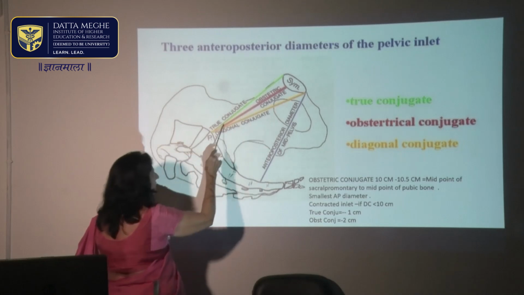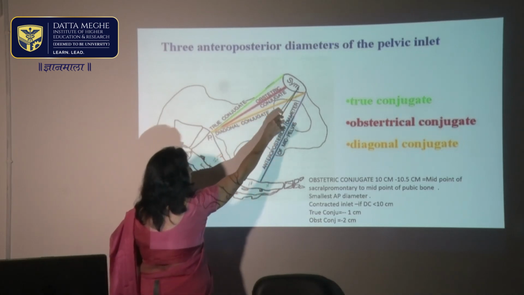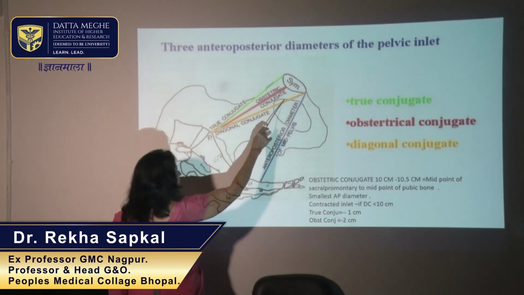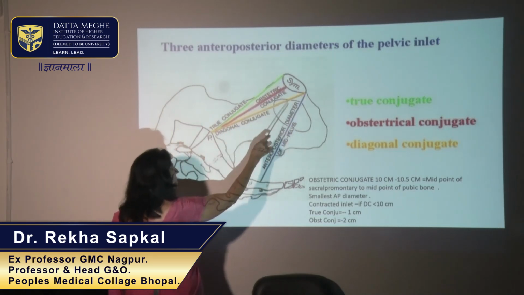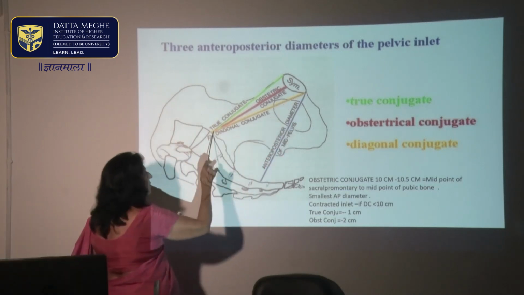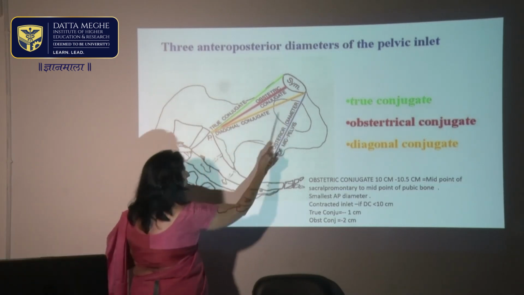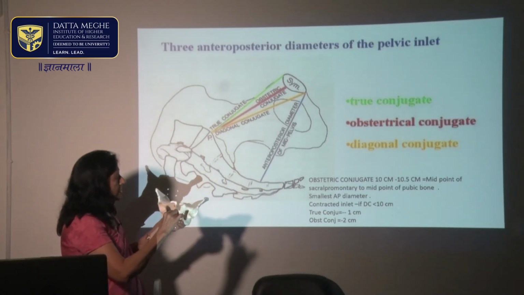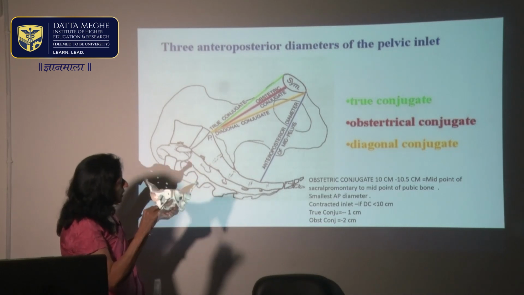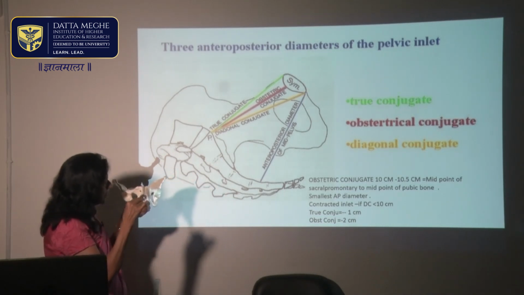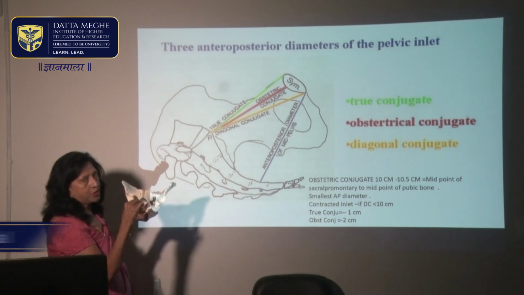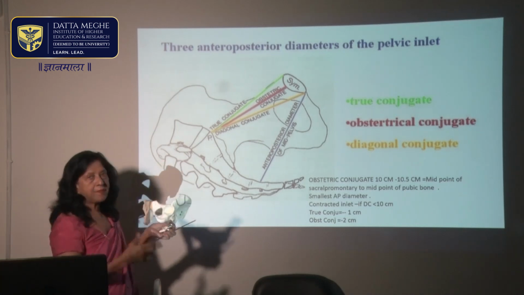So, this one is the AP diameter of the inlet, this one is the pubic bone, pubic symphysis, at right angle. Now, the one which runs diagonally opposite this 90-degree angle is the diagonal conjugate, very simple to remember. This diameter runs diagonally like this, from the inferior surface of the pubic bone to the sacral promontory. This diameter I can measure clinically.